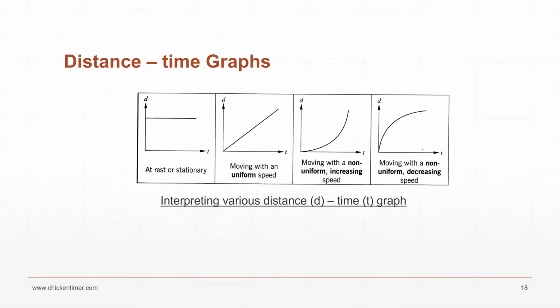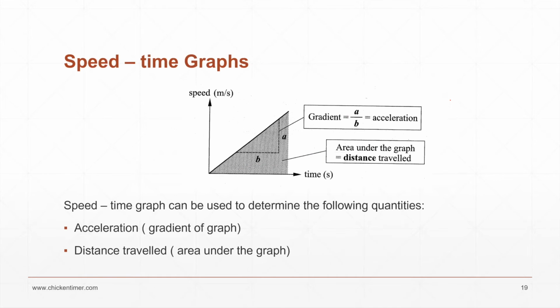So a horizontal line is at rest. A straight line like this is uniform speed, because of uniform gradient. Then this is increasing speed. Then this is decreasing speed. Then for a speed-time graph, the gradient is acceleration. If you find the area under here, then this is the distance traveled by the object.